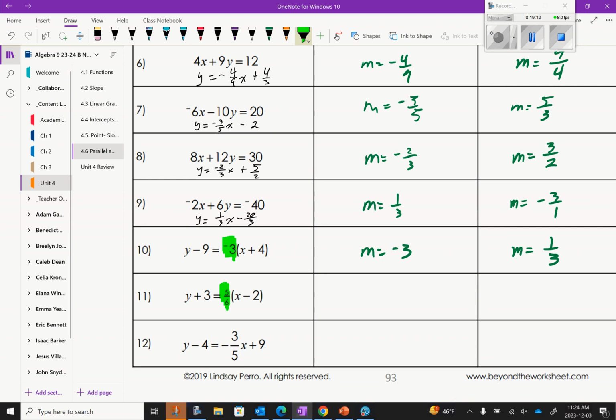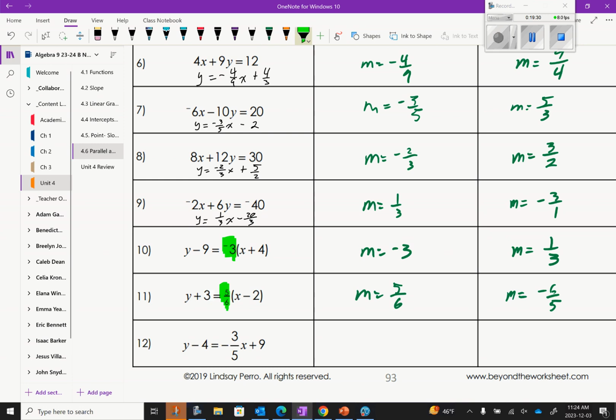So again, here it's in point slope. That slope is 5 over 6. Parallel lines will also have a slope of 5 over 6. Perpendiculars should be negative 6 over 5.